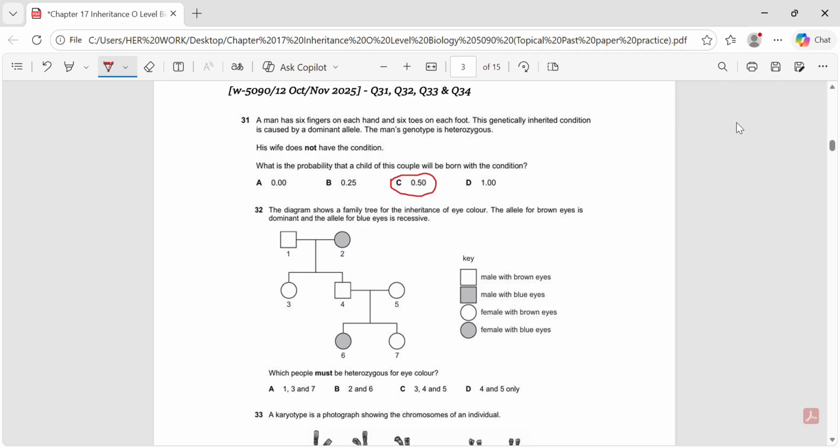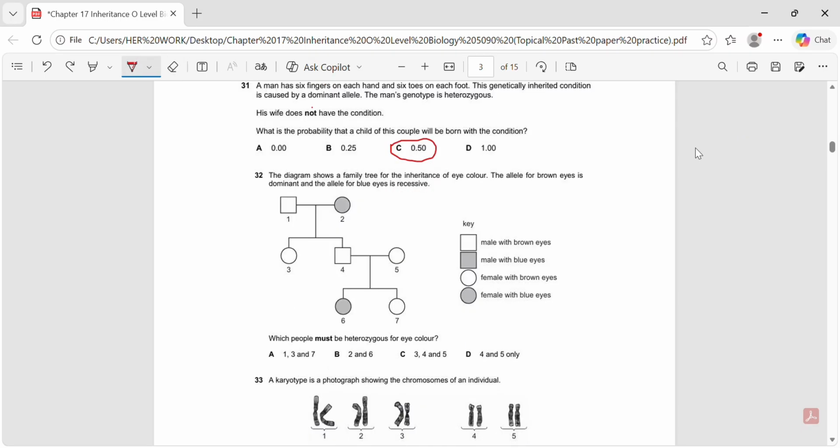To solve this easily, we can use simple shorthand. We take capital B to represent the dominant allele for brown eyes, and small b to represent the recessive allele for blue eyes. A person with blue eyes, which is shown as shaded in the diagram, must have the genotype small bb, meaning 2 recessive alleles.